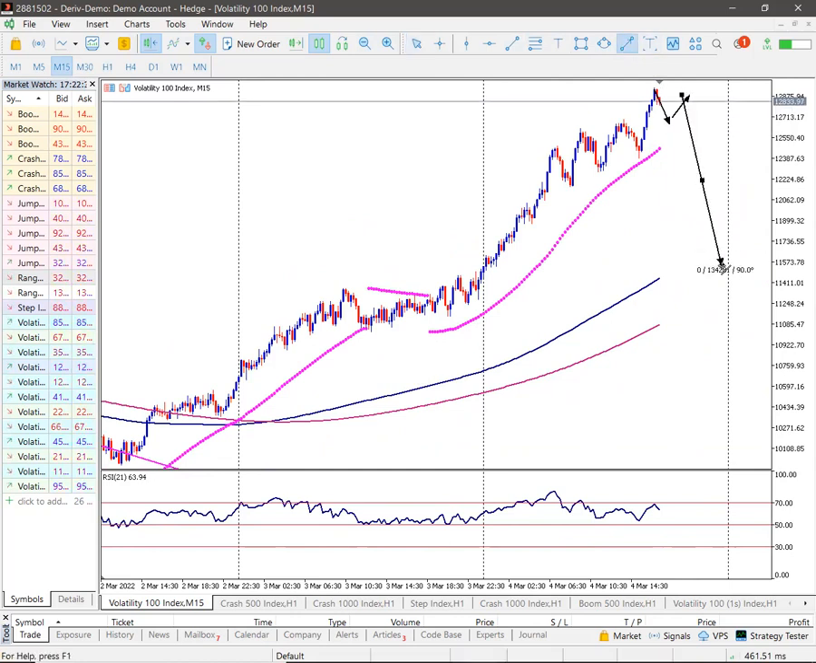And then I'll draw my trend line, using any two accurate points. Whenever my trend line breaks, I will sell.